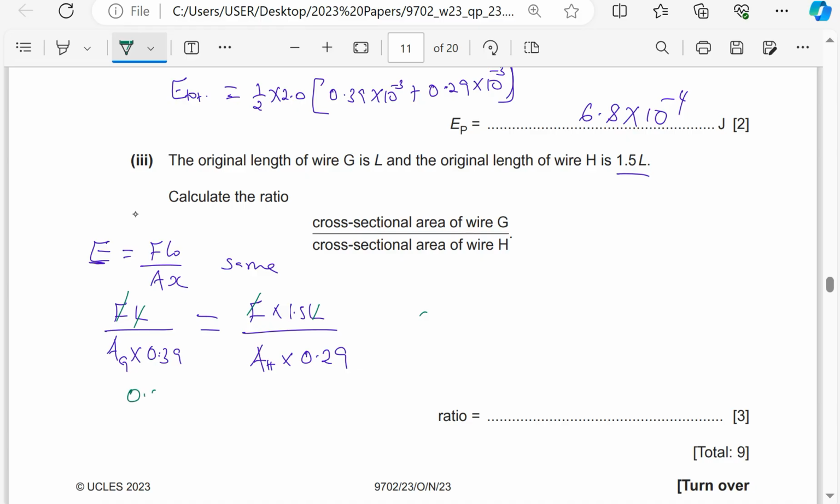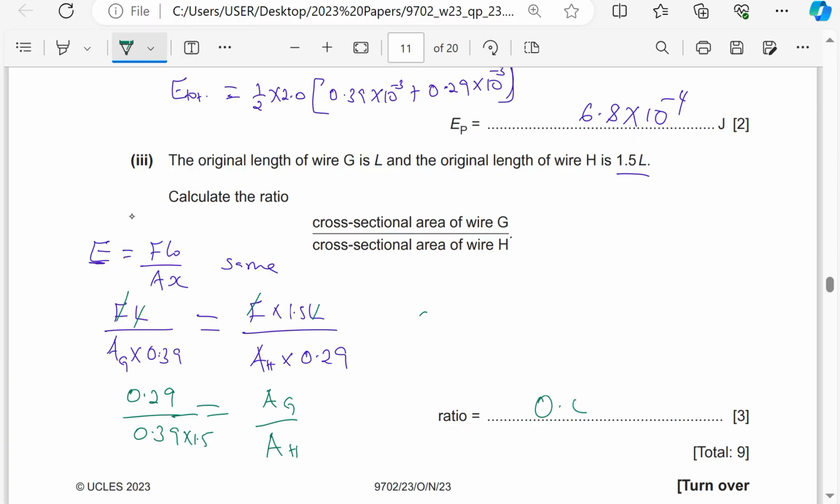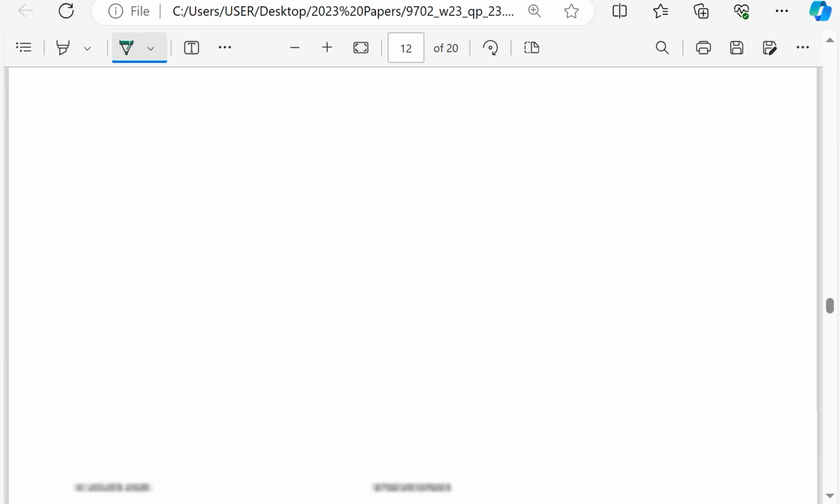So I'll bring 0.29 to the left, divide by 0.39, which should be equal to AG over AH, but there's 1.5 up there, which I'll bring to the bottom here. So I press my calculator: 0.29 divided by open brackets 0.39 times 1.5. So that is 0.496. So the ratio is 0.496 or 0.50. Okay, that is all.